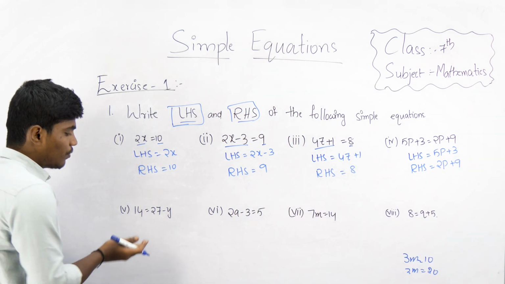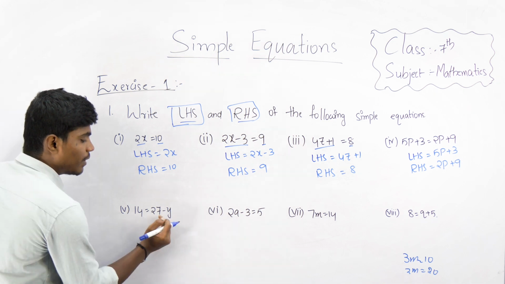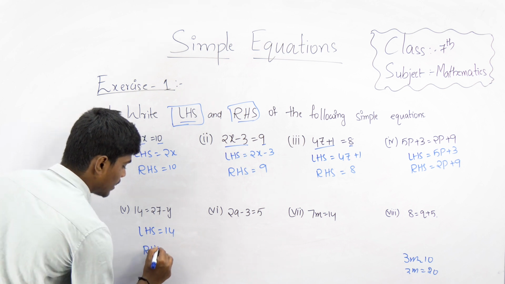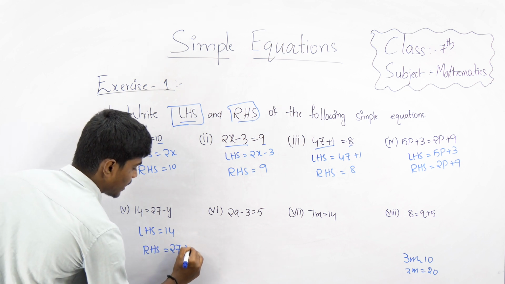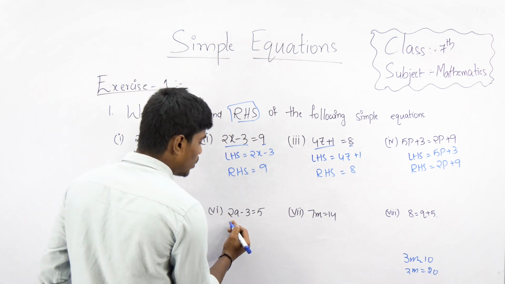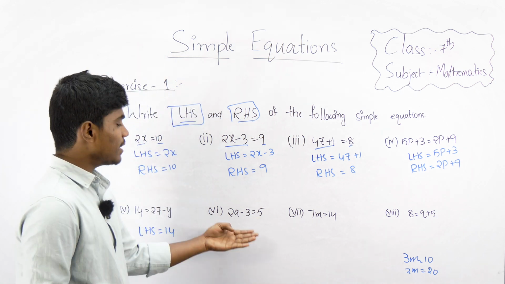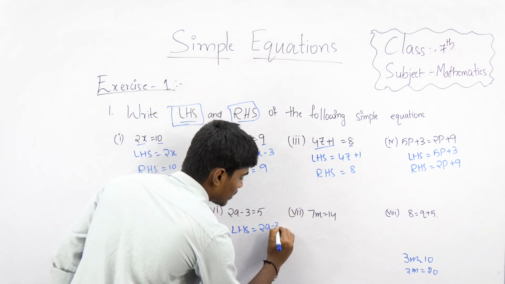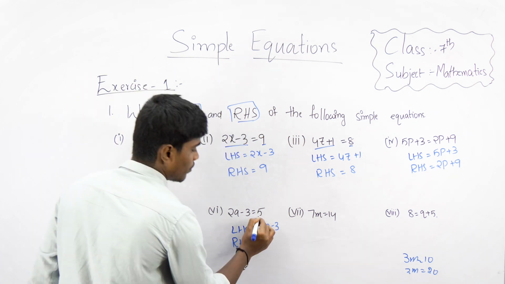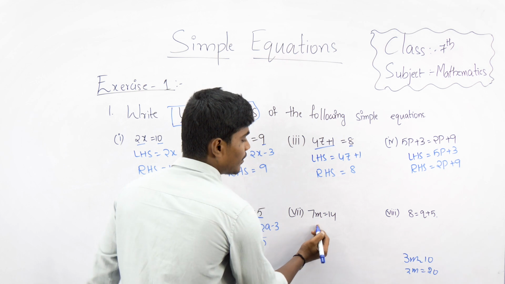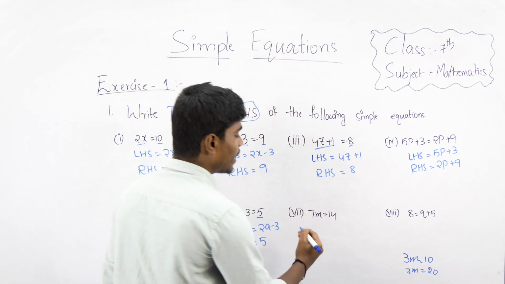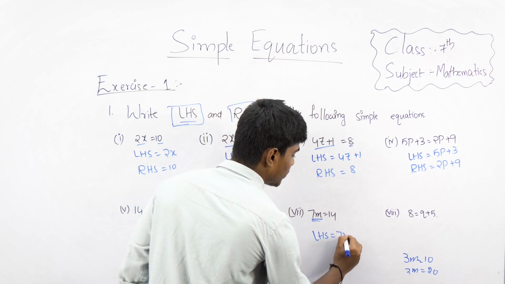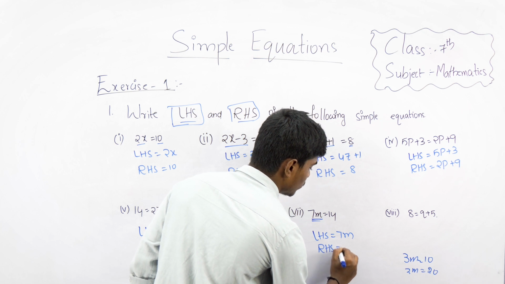Okay, here 14 is on the left hand side, 27 minus 5 is on the right hand side. So LHS = 14, RHS = 27 minus 5. Okay, here 2a minus 3 = 5. Here the left hand side is 2a minus 3. So LHS = 2a minus 3. Now RHS = 5. Now the seventh one, 7m = 14. So here 7m is on the left hand side. So LHS = 7m, RHS = 14.